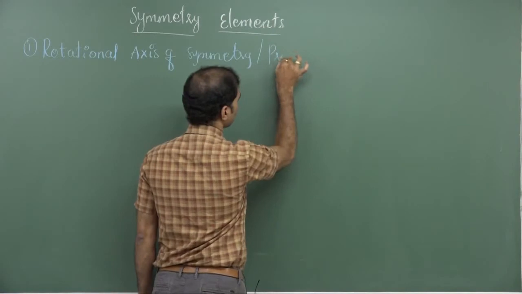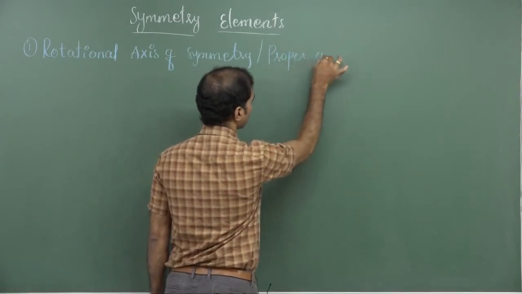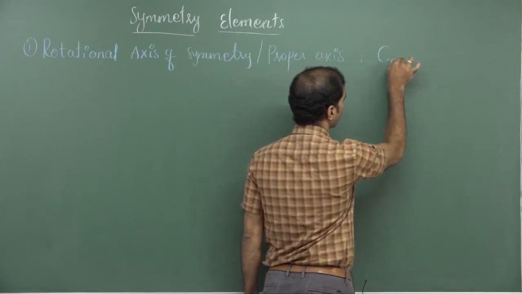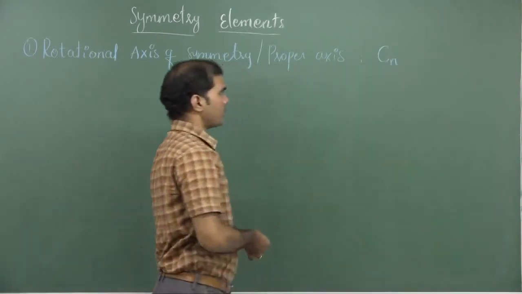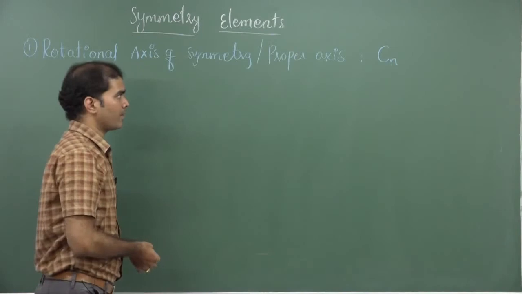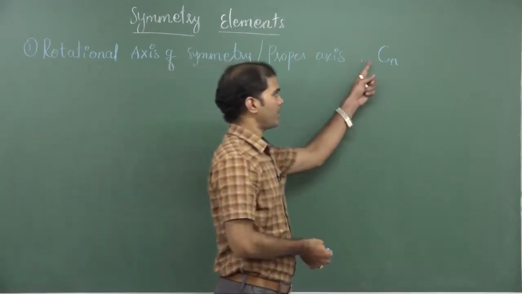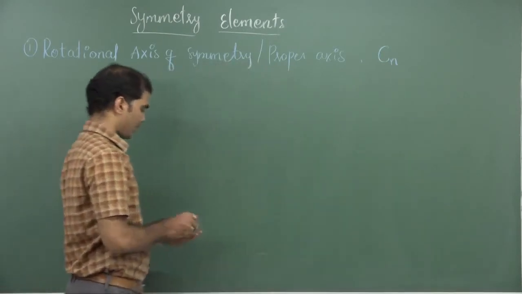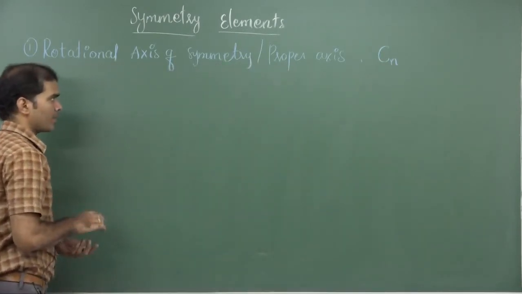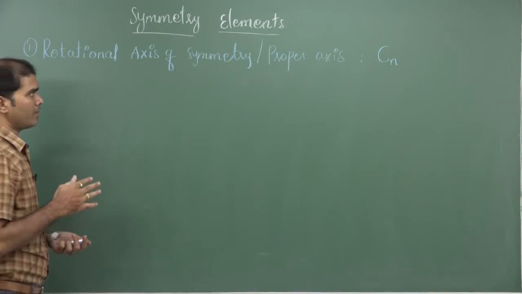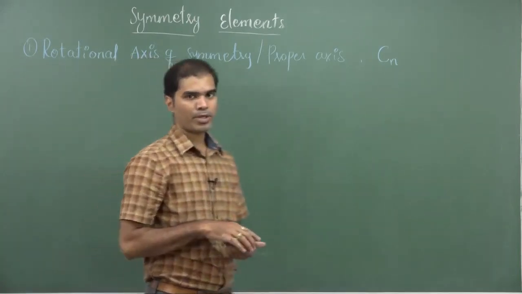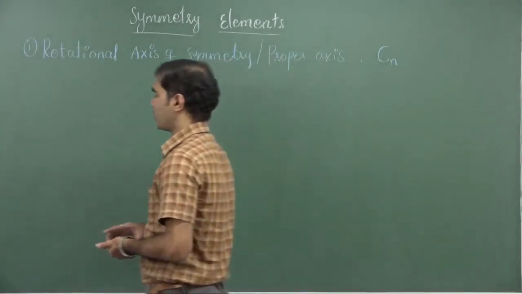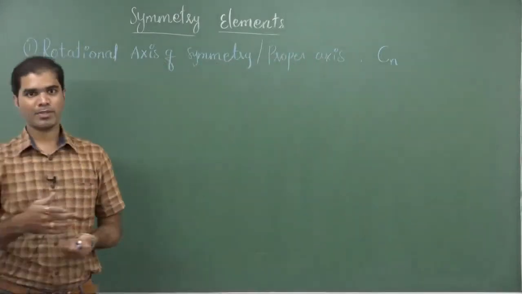We also call it as proper axis. It is denoted by Cn. C should be uppercase, N should be lowercase, and it should be a subscript. That is called as a Schoenflies notation. Schoenflies notation we will discuss when we take up the point groups.